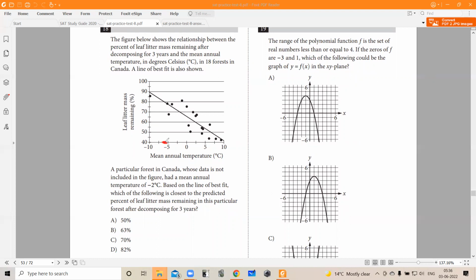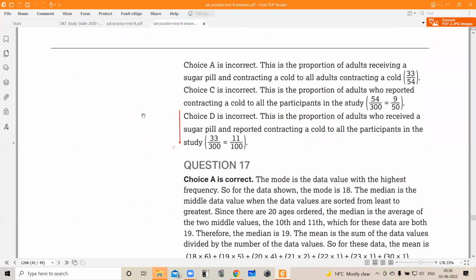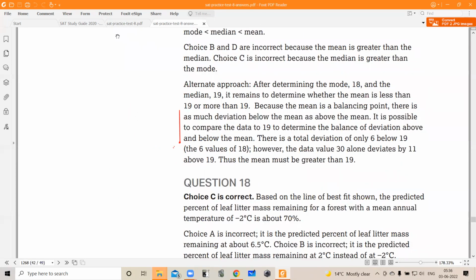Wouldn't the point be closer to 0 than to -5? Oh yeah, I'm sorry. Yes, exactly. So the middle one will be -2.5, and it'll be a little bit here, right? So wouldn't it be 70? It is nearly 70, correct? We'll try to make a line also here. Yes, it is 70. So 18 C, that's correct.